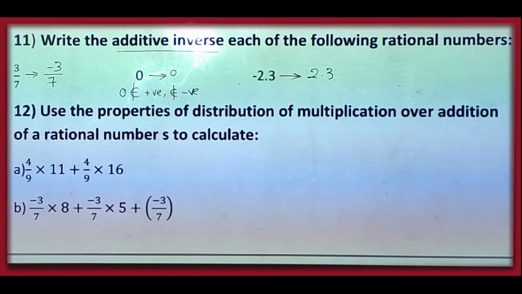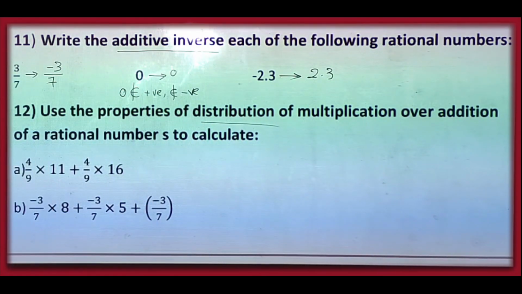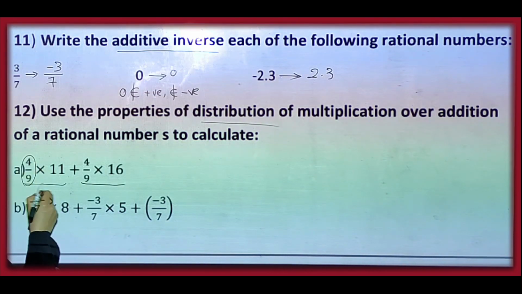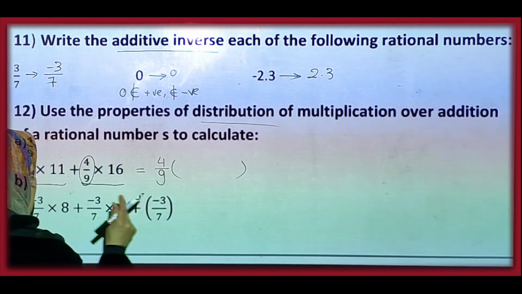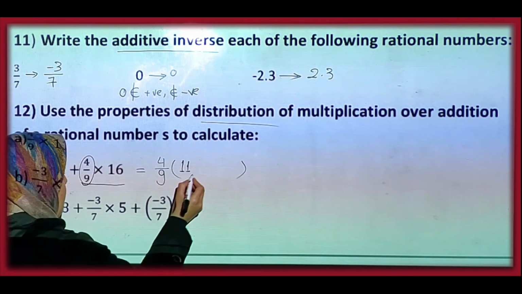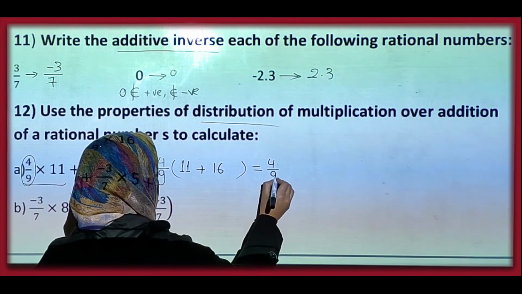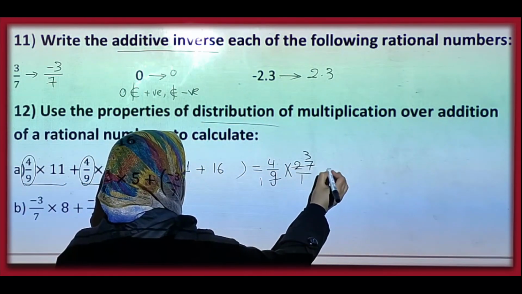Number 12, use the properties of distribution of multiplication over addition of rational numbers to calculate. Letter A, 4/9 multiply 11 plus 4/9 multiply 16. We have common rational between the two terms, 4/9. And open brackets, the remainder from this term is 11 and the remainder here is 16. Equal 4/9 multiply 27 over 1, by simplifying equal 12.